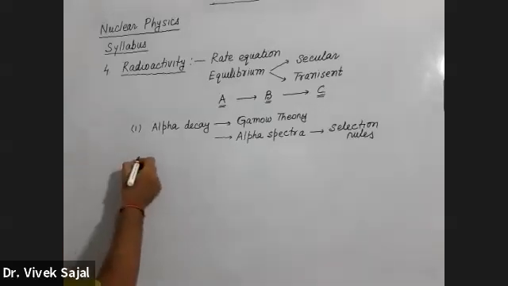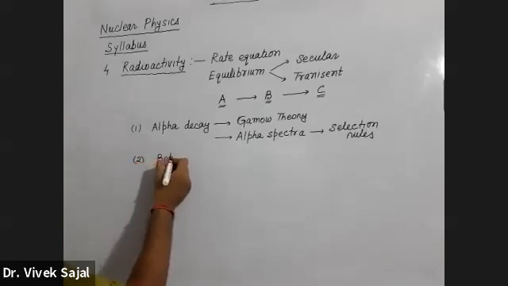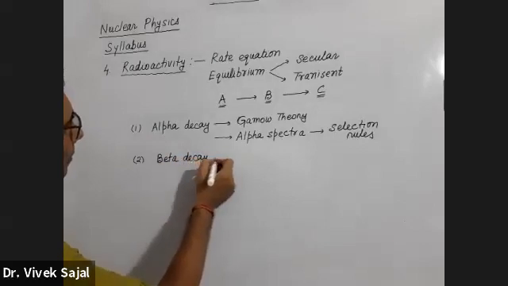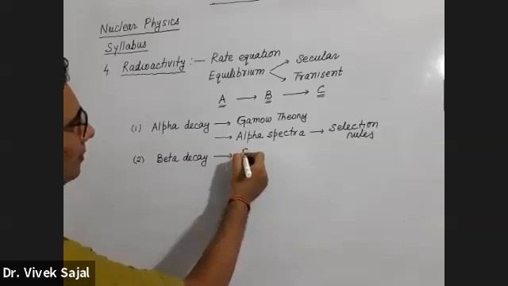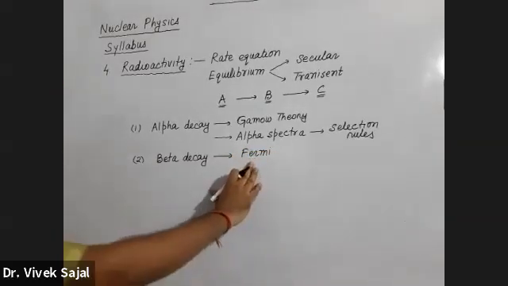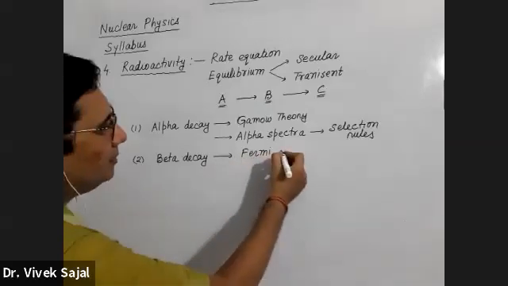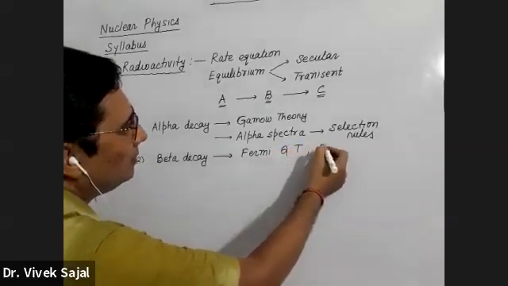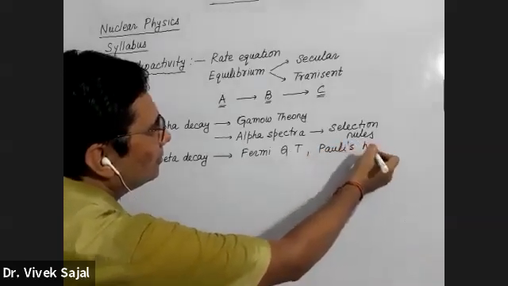After this, I will discuss beta decay. Here we will mainly discuss the quantum theory given by Fermi. First we will discuss Pauli's hypothesis, and then we will discuss Fermi's quantum theory.